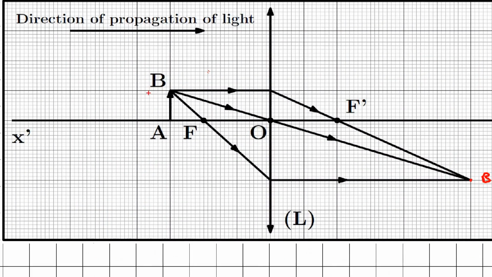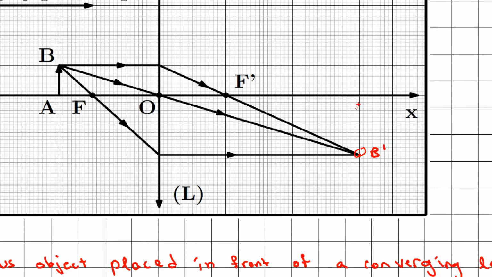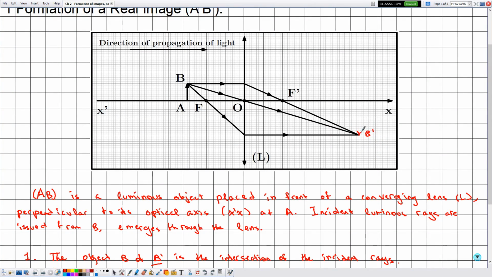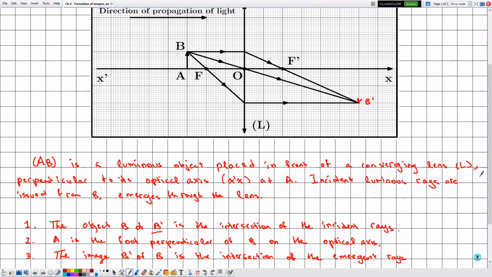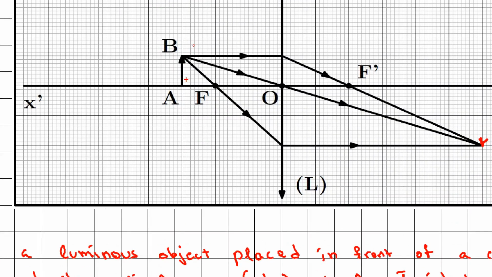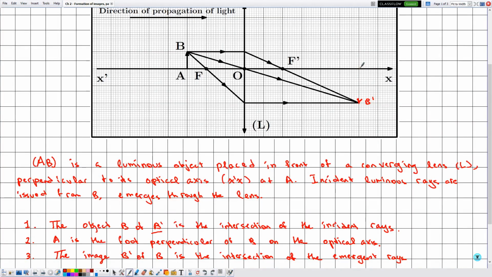Notice that here a hat is found on B directed away from the optical axis like this. Then we must place a hat on B prime directed away from the optical axis like this. Then let's place the hat. Now what does the point A prime represent? Notice that here the point A represents the foot perpendicular of B on the optical axis. Then the point A prime will represent the foot perpendicular of B prime on the optical axis. So this is the point A prime.